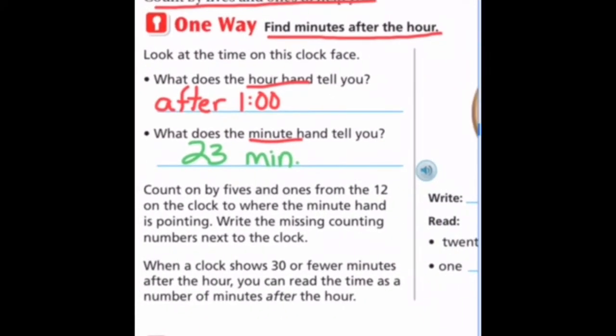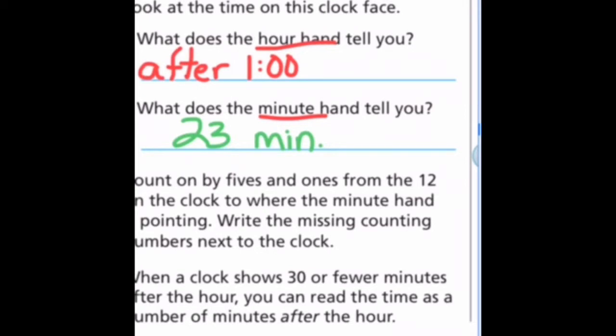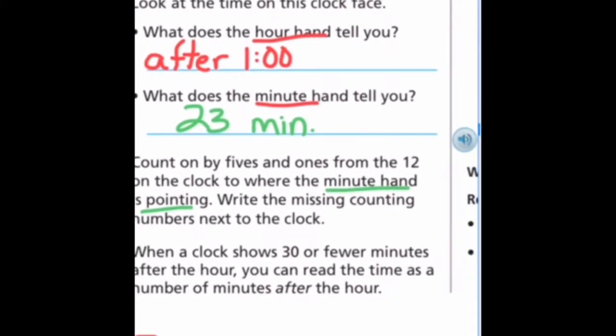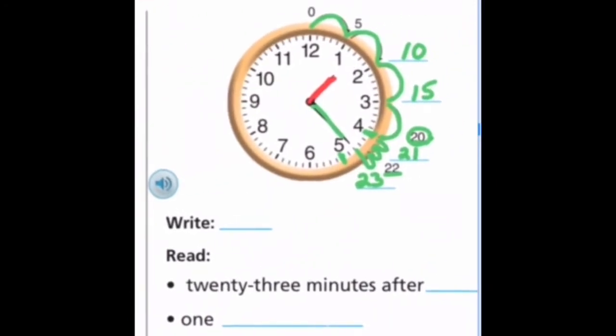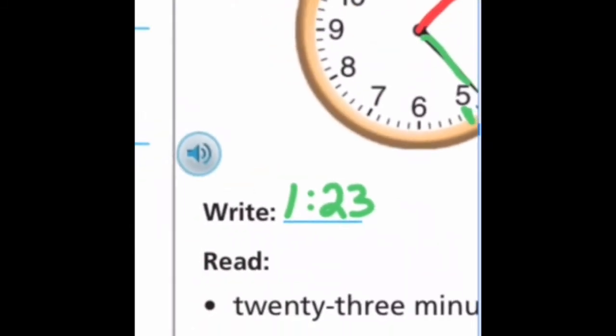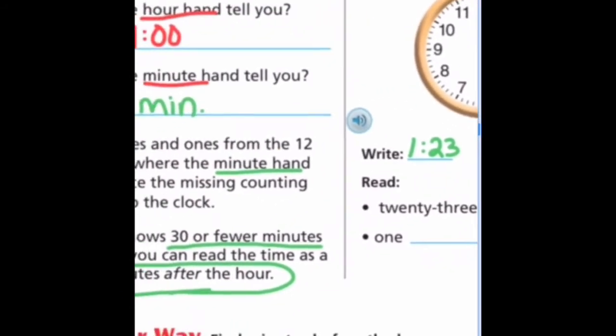Okay, so just like I did, count on by 5s and 1s from the 12 on the clock to where the minute hand is pointing. Alright, and then when a clock shows 30 or fewer minutes after the hour, you can read the time as that number of minutes after the hour. So let's first of all figure out this time. We know it was after 1, so it's 1 something, and we figured it was 23 minutes. 1:23. Okay, we can read it after the hour.